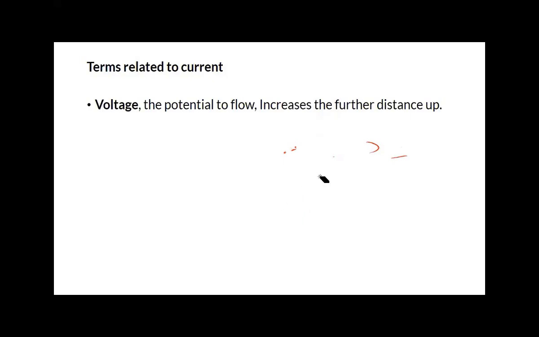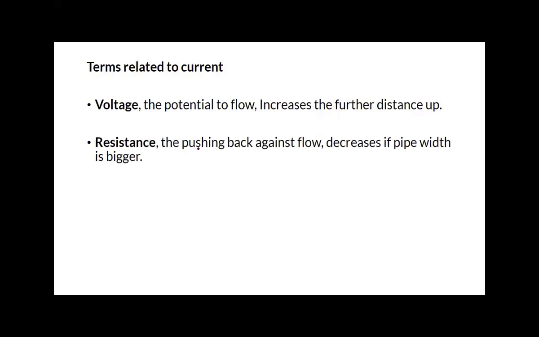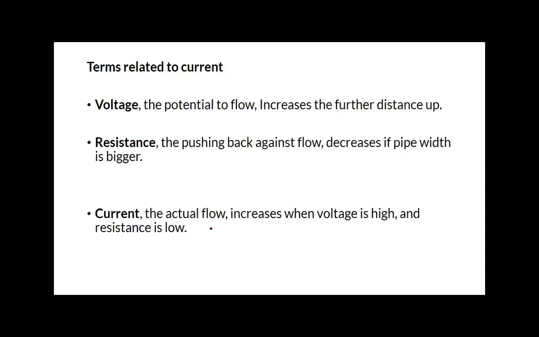So the higher the voltage, the higher the current you would probably have, but we're going to look at resistance too. Resistance is a pushing back. There are certain things in a wire, or any time you have electrons flowing, that are going to be resisting that voltage, and therefore the product of all this is current, the actual flow that occurs.